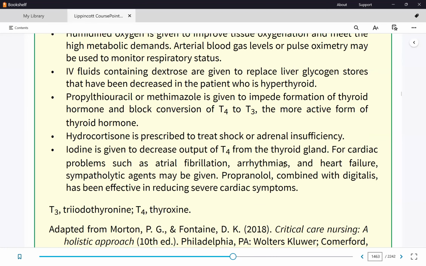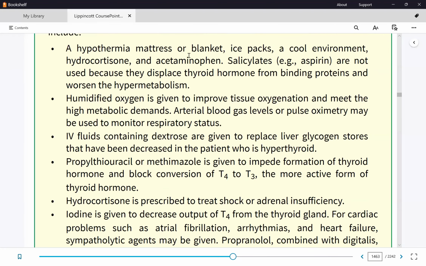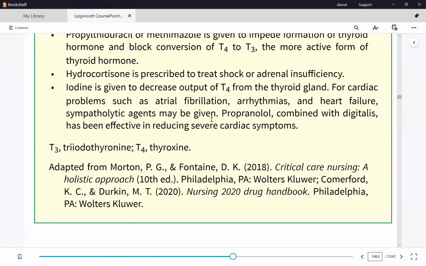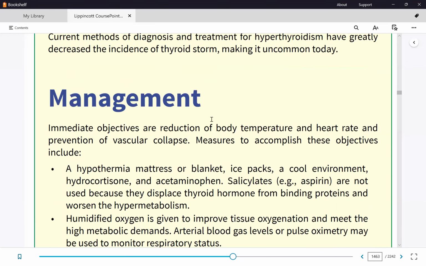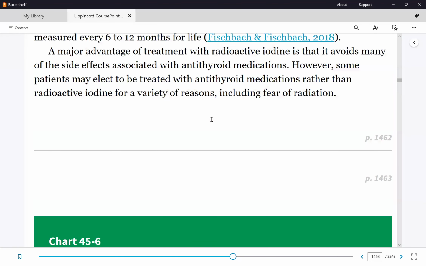So any question on the management for thyroid storm? So these are your actions, okay? So very good, select all that apply. Question for exam 2.